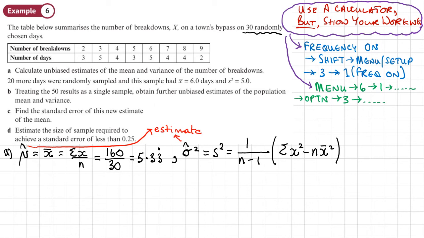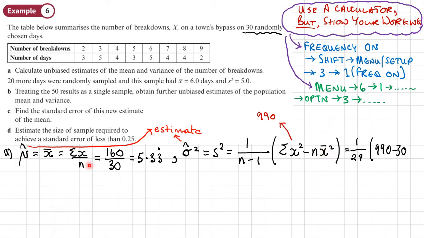So now we can just plug the numbers in. So it's going to be 1 over n minus 1. Now n is 30, so it's going to be 29, 30 minus 1, times the sum of x squared. Now the calculator tells me that the sum of x squared is 990. So this is from my calculator, so I don't need to calculate that. So it's going to be 990 minus n, which is 30, times the mean squared.